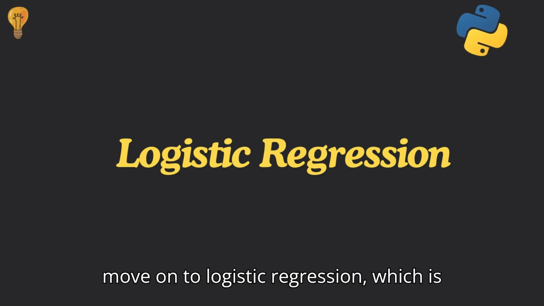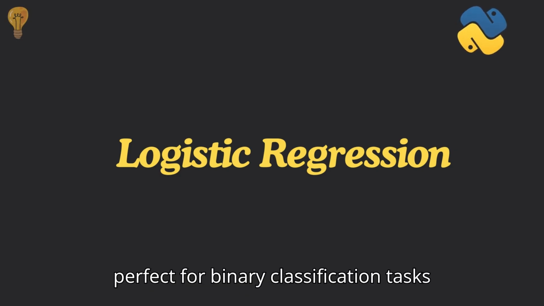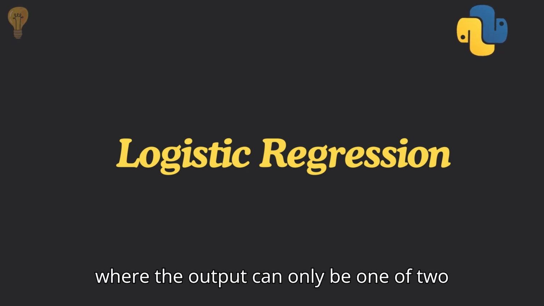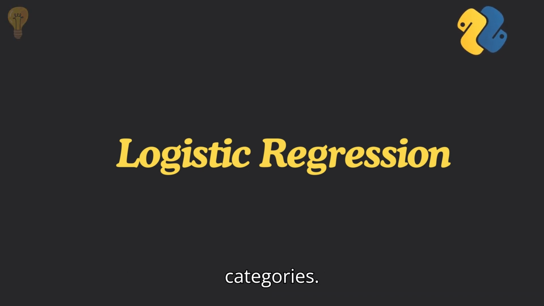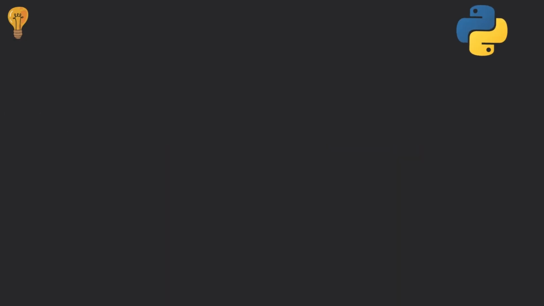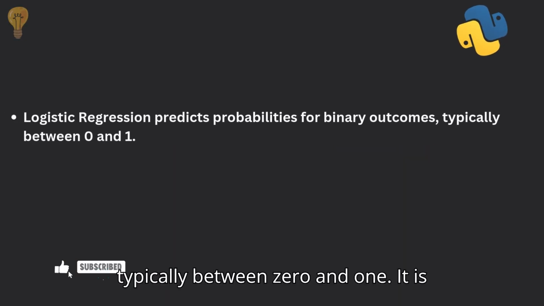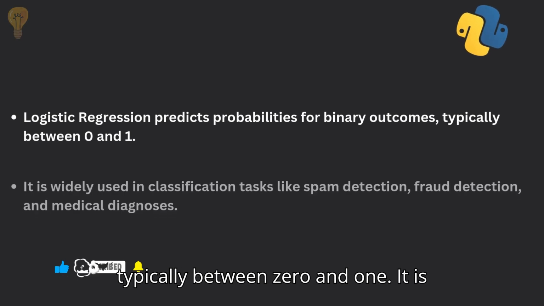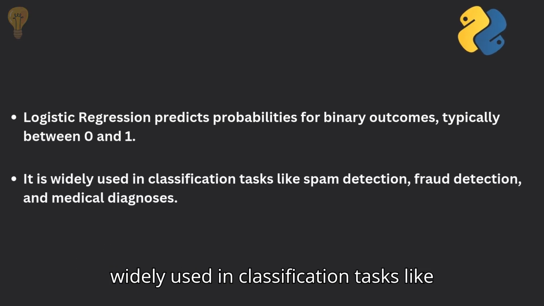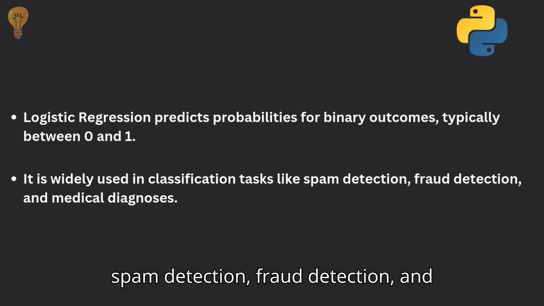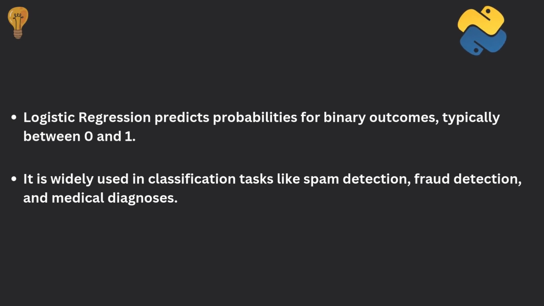Now let's move on to logistic regression, which is perfect for binary classification tasks where the output can only be one of two categories. Logistic regression predicts probabilities for binary outcomes, typically between 0 and 1. It is widely used in classification tasks like spam detection, fraud detection, and medical diagnoses.